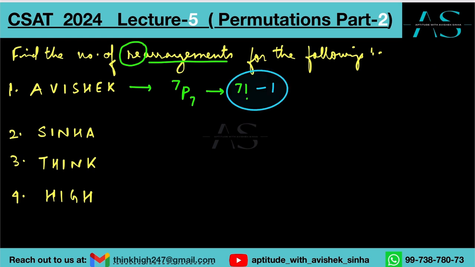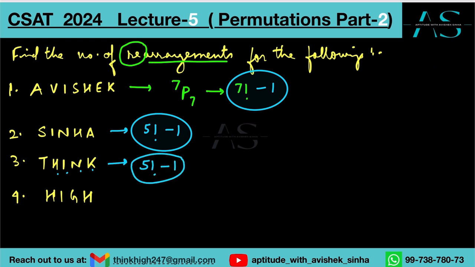Now, what about the next one? This is all different. So 5 factorial minus 1. That is my answer. Now, when we talk about the next one, we have 1, 2, 3, 4, 5. We have 5 different elements. So we can call it again 5 factorial minus 1. Basics. This we have covered in the previous session. So therefore, I'm just quickly solving this.